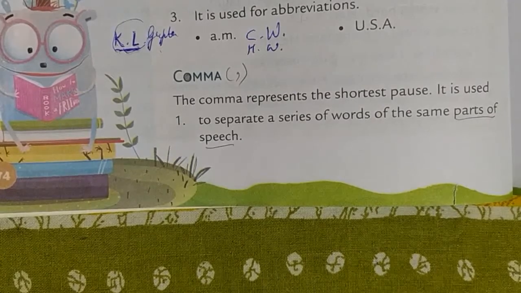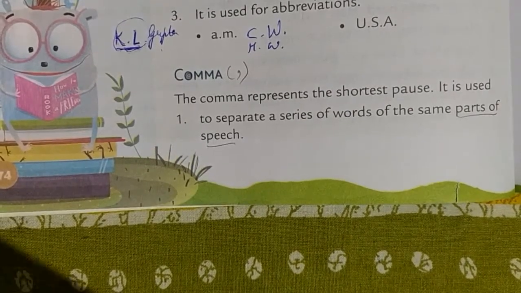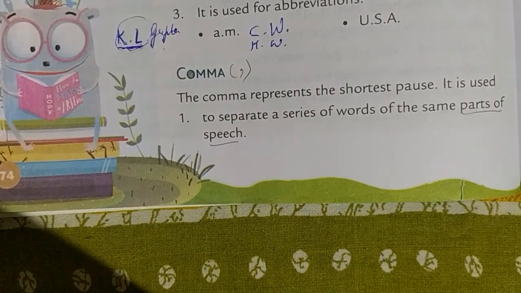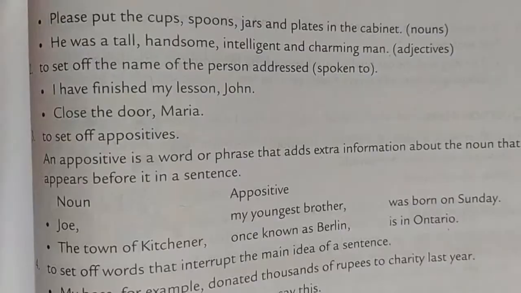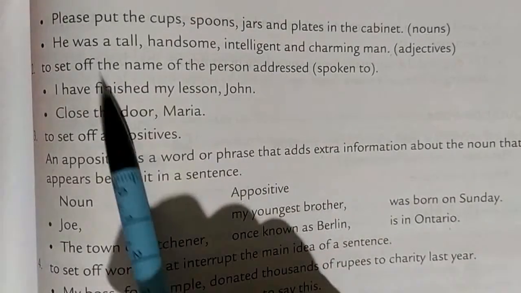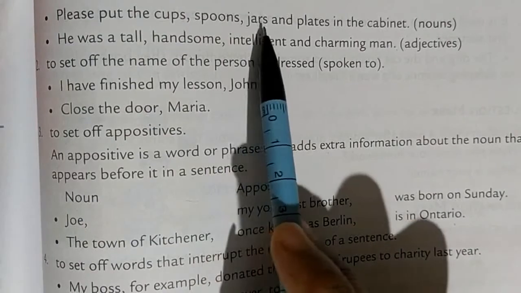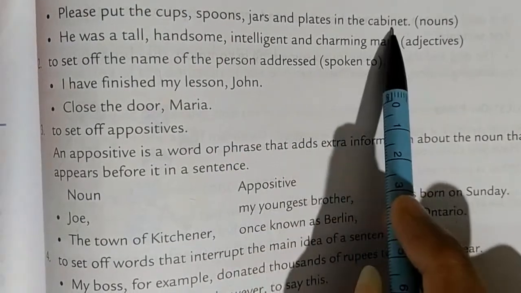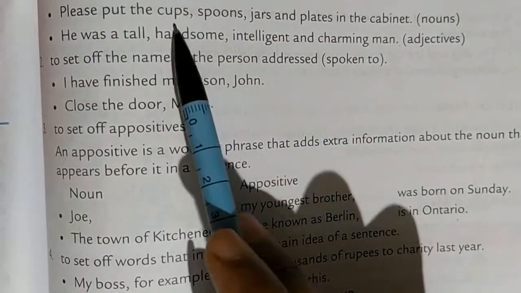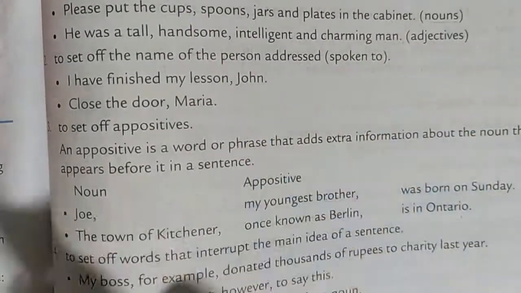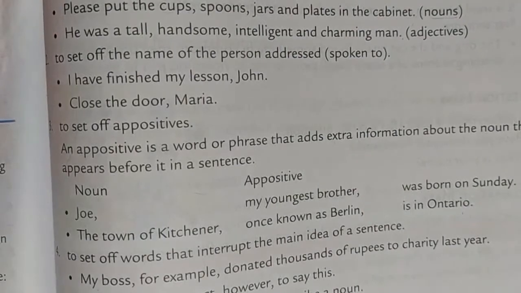I'll give you an example so you will understand it better. What are those parts of speech? Series of words of the same parts of speech. See, here you see this example. Please put the cups, spoons, jars and plates in the cabinet. So these cups, spoons, jars and plates are nouns belonging to the same parts of speech, same series.